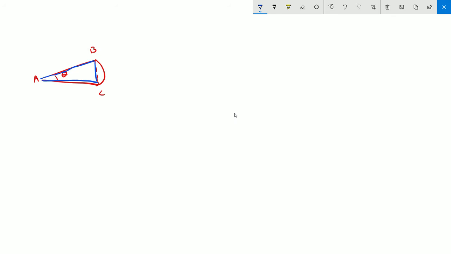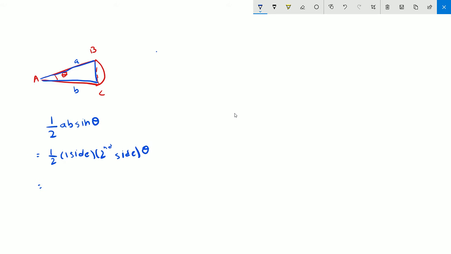In such questions, you'll use the formula half into a into b into sine of the angle theta. Here a will be this side and b will be this side. So basically you multiply half with the first side and the second side and then with the sine of the angle between them, which is theta. This will give you the area.